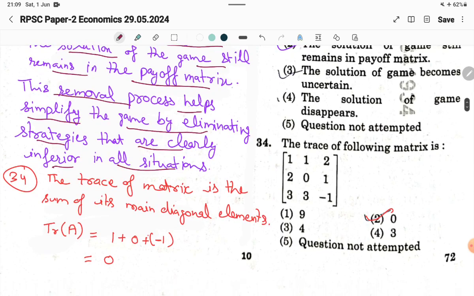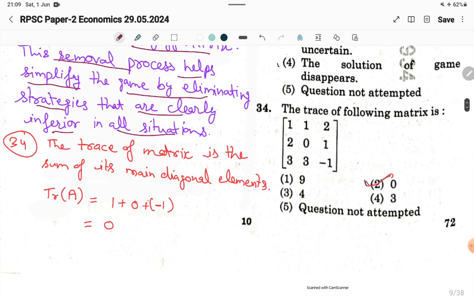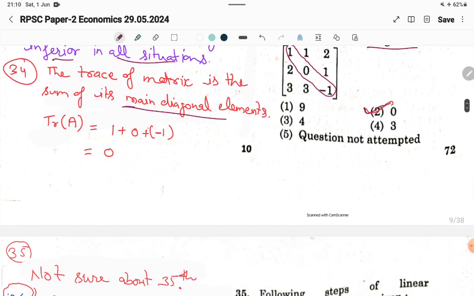Now the 34th question: the trace of the following matrix. So trace, it's also simple. The trace of a matrix is the sum of its main diagonal elements. Main diagonal elements are those minus 1, 0, 0 and 1. So if we solve this one, it will give us 0 as the answer. So the second option will be the correct answer.